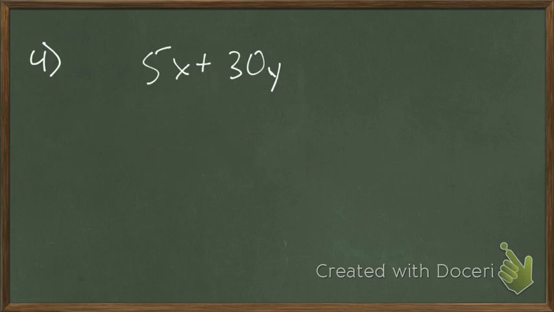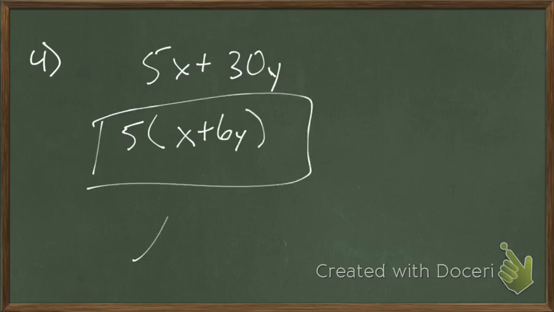So, who's got a greatest common factor for me here? All right, Oliver. 5. And if I factor it out, what am I left with? x plus 6y. There we go. I'm seeing that as well. Remember, you can always try to distribute it and make sure you get back to the same thing.